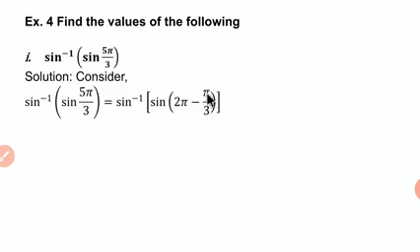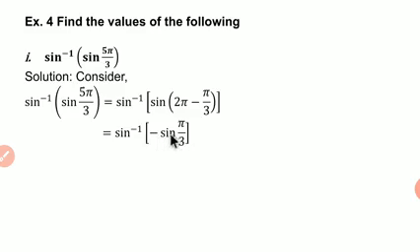It is 2 pi minus pi by 3. Now 2 pi minus theta means that angle is in the fourth quadrant, and in the fourth quadrant the sin function is negative. And so the value of this bracket, sin of 2 pi minus pi by 3, is minus sin pi by 3, because sin of 2 pi minus theta is minus sin theta. Here theta is pi by 3. And therefore we get here sin inverse of minus sin pi by 3.